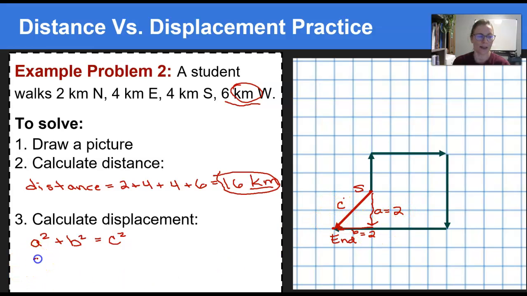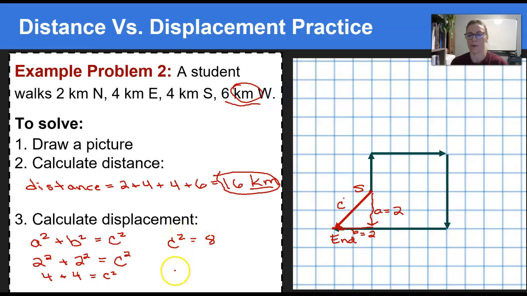So here we're going to say 2 squared plus 2 squared equals c squared. So this is our displacement. All right, and so 2 squared is 4 plus 4 equals c squared. All right, so 4 plus 4 is 8. So we know our displacement squared is 8.